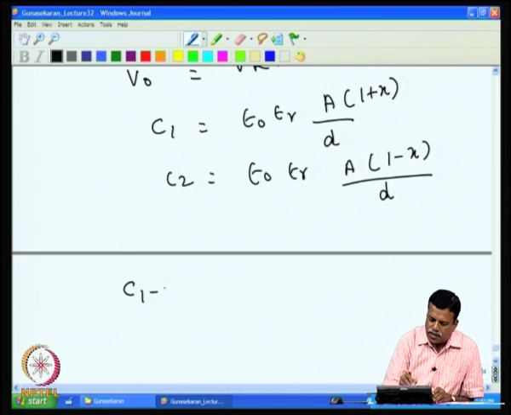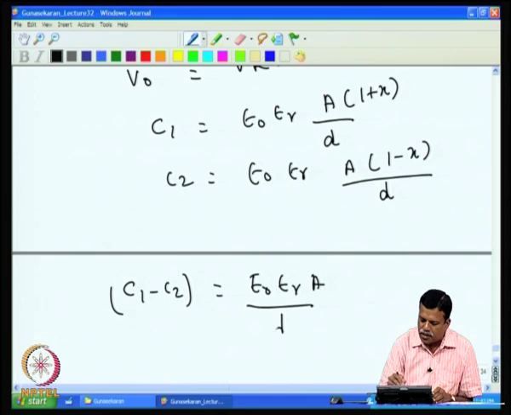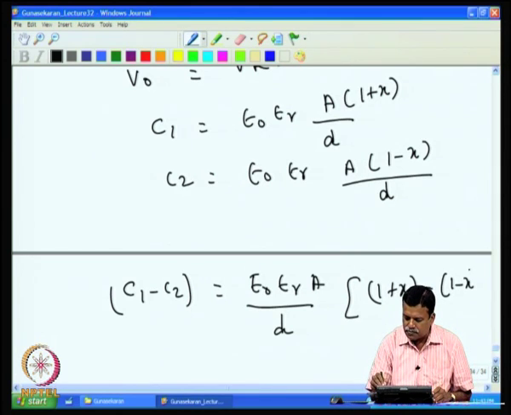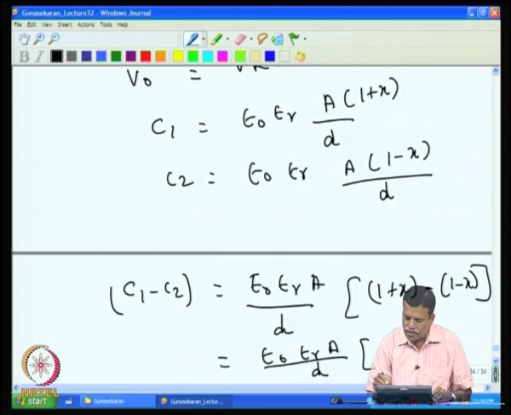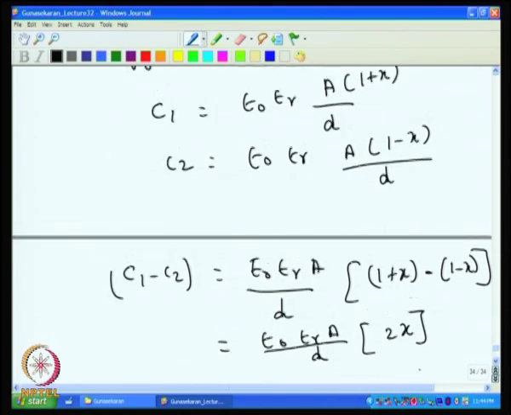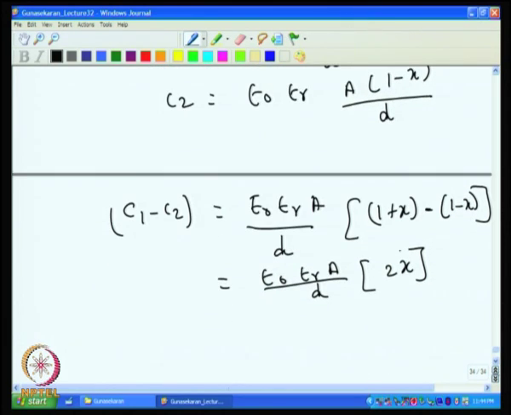you will have C1 minus C2 appear as epsilon naught epsilon r, and then you have A and D which are constant. So, you will have 1 plus x minus 1 minus x, that actually works out to 2x. So, it is a wonderful thing because C1 minus C2 comes out linear with the displacement.